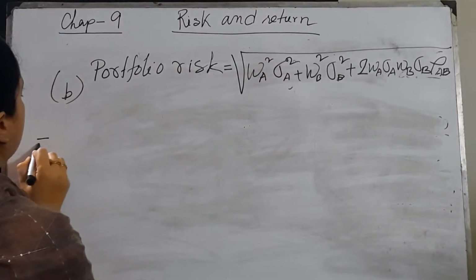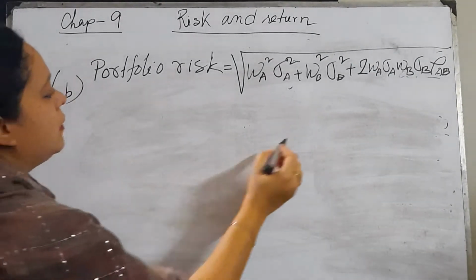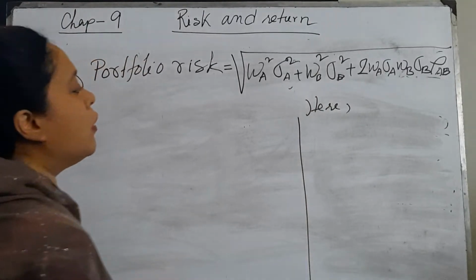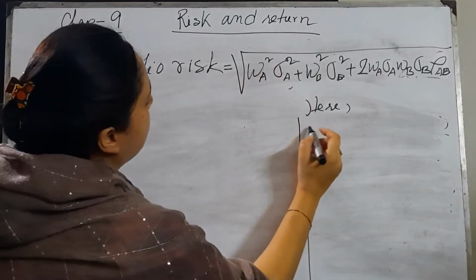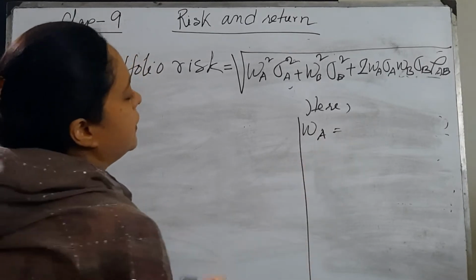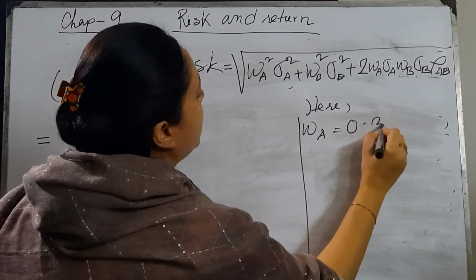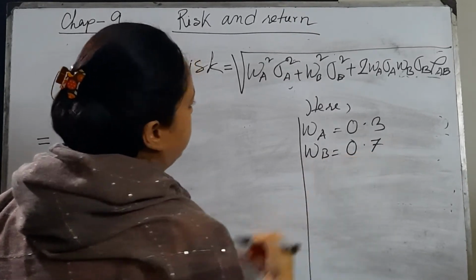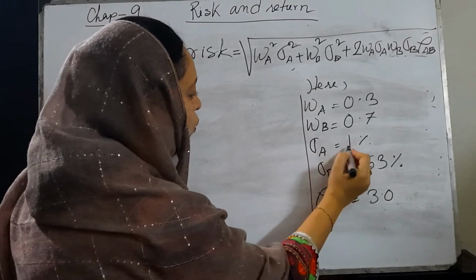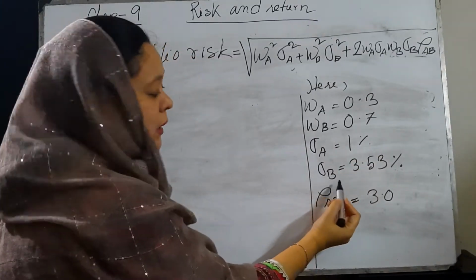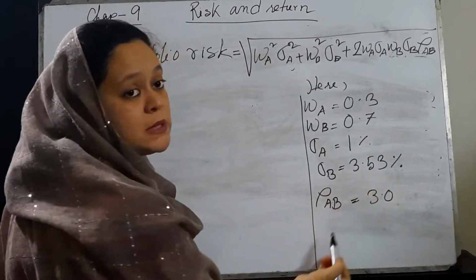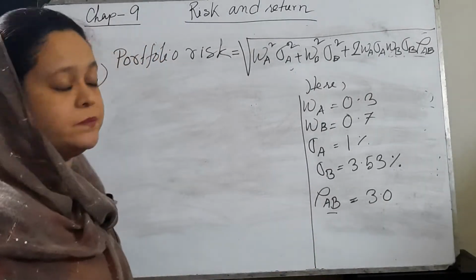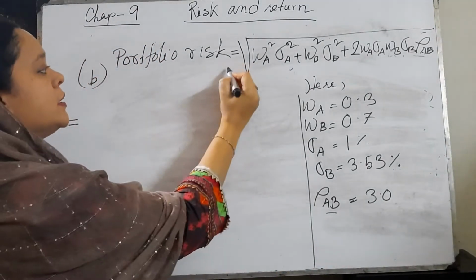Now I am putting all the values in the formula. Before that I am writing here all of these values as ingredients. WA, we already knew it, 0.3. WB, 0.7. Standard deviation A equals 1%. Standard deviation B equals 3.53%, and the correlation rho AB equals 3.0. It means 3. Now I am putting all this information in this formula.